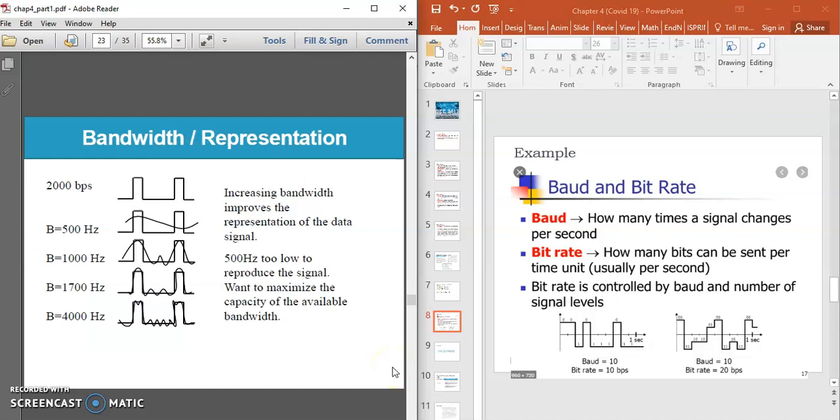Now bandwidth representation. I'm telling you what the important things of bandwidth are. This one is 500 Hz, this one 4000 Hz, meaning this one has higher bandwidth. Why do we need bandwidth? You want low bandwidth or high bandwidth? Sure, you want high bandwidth. Increasing bandwidth improves the presentation of the data signal. For example, 500 Hz is the lowest; 500 is too low to reproduce the signal. We want to maximize the capacity of the available bandwidth. Otherwise the presentation of data is not very good.